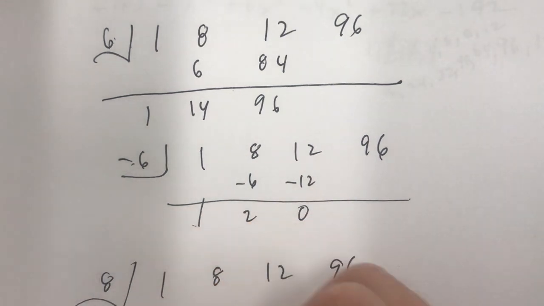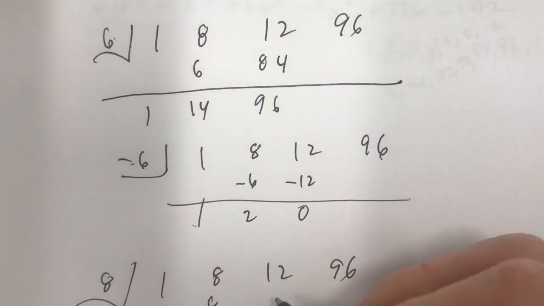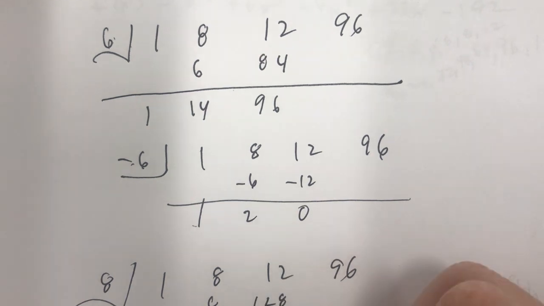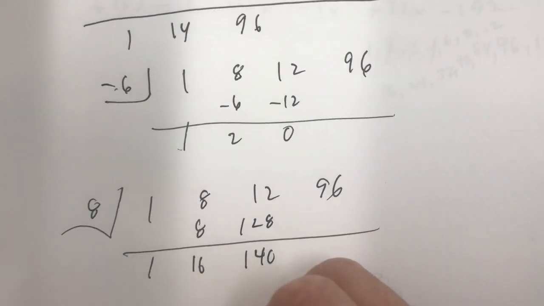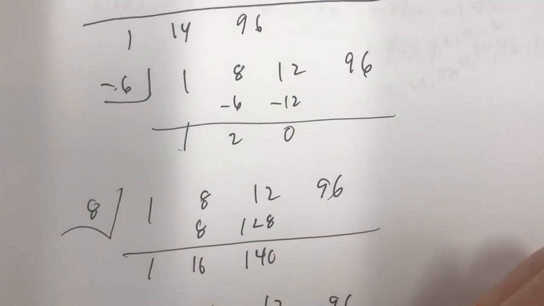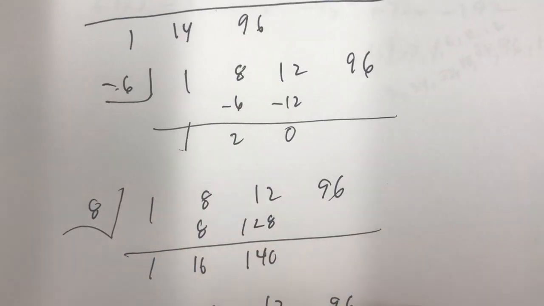1 comes down. 8 times 1 is 8. Add these 16. 8 times 16 is 128. Add these is 140. It's way off. Try negative 8. 1 comes down. Negative 8 times 1 is negative 8. Add these 0. Negative 8 times 0 is 0. Add these 12. Negative 8 times 12 is negative 96. There it is.